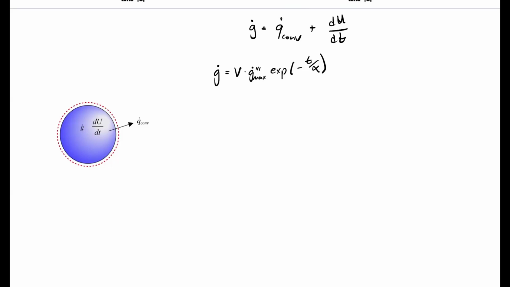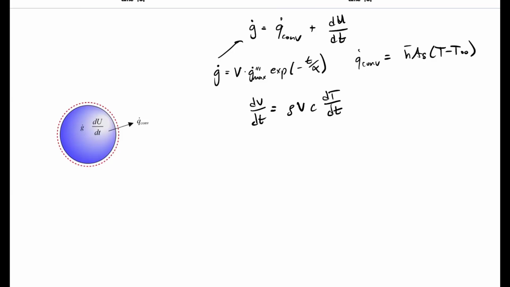Okay, and then convection, so that was G dot. So convection, Q dot convection is equal to H bar times A_S times (T minus T infinity). T is a function of time. And then dU/dt is rho times volume times specific heat times dT/dt. Okay. So this is a lump capacitance problem.